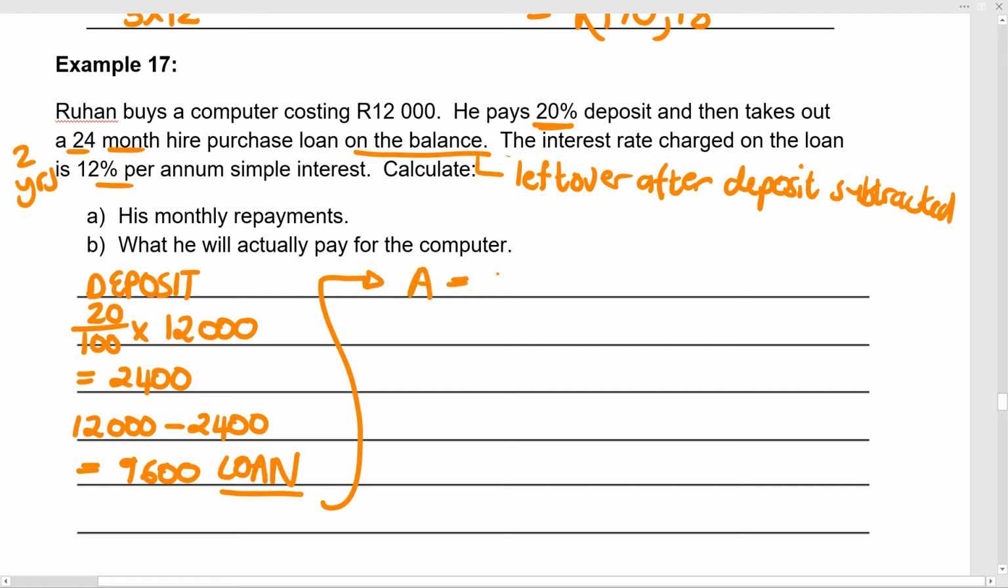A equals P. P is the 9,600. Please, it's not the 12,000 and it's also not the 2,400. The 2,400 Rand is the only amount of money in this whole question that does not get interest added onto it. Okay, so I'm going to put in the rest of my numbers. 1 plus, careful now, 20% deposit, but 12% interest. Don't confuse those. It's another thing I've seen happen a lot. So it's going to be 12% times, we were told 24 months, but remember my calculation works with years, so I better convert that into years, which I did there in the question as well.